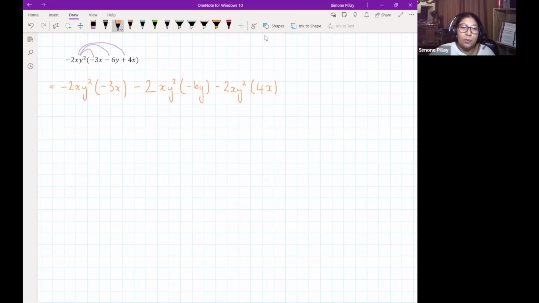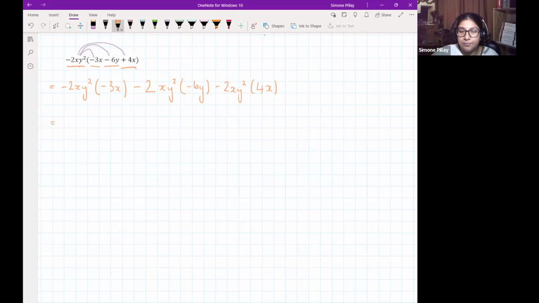I'm just going to explain to everybody what we have just done. If you're confused at what we did to get to this step, remember we have a number outside my brackets. What I had to do is distribute this number outside the bracket into my bracket, and that's what my purple lines are for. I said negative 2xy squared times negative 3x, and that's how I got this. I said negative 2xy squared times negative 6y, and that is how I got this. And then I said negative 2xy squared times positive 4x, and that is how I got this. Okay? So that's that. Yes, Isandile, next.